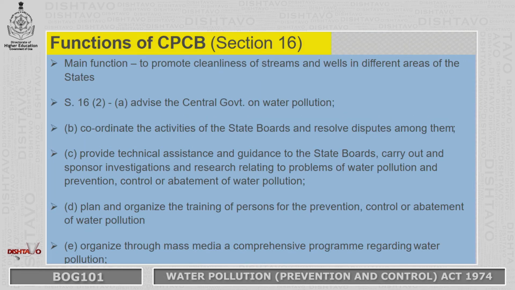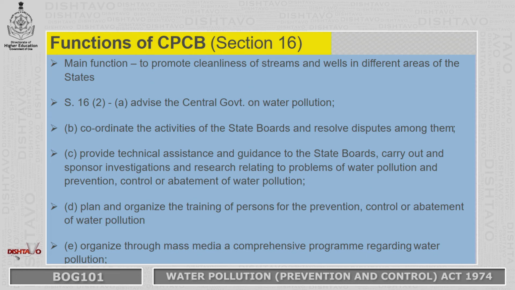So the functions of the Central Pollution Control Board would be, first and foremost, the main function which is spelled out in section 16 of the Water Act, to promote cleanliness of streams and wells in different areas of the states.